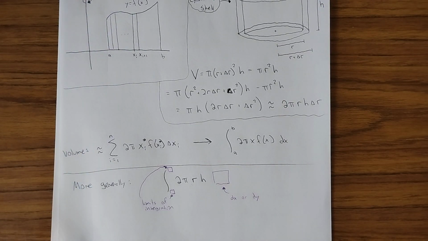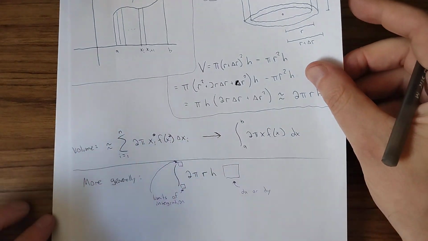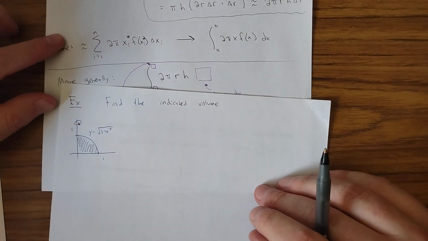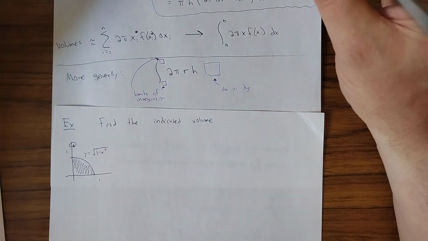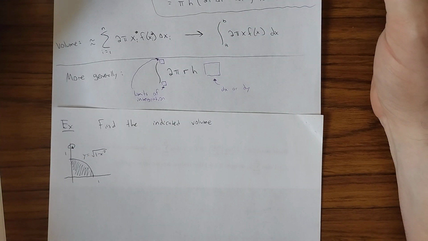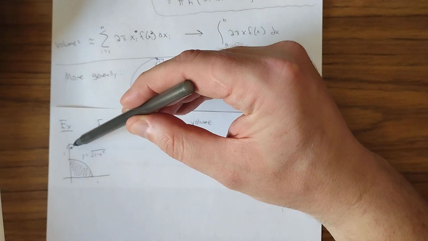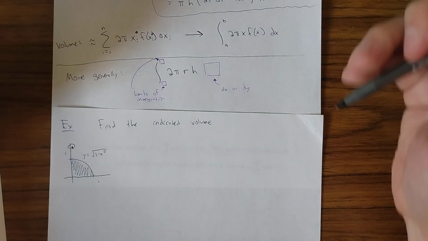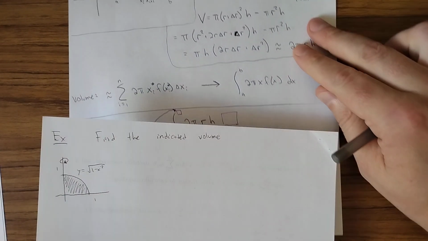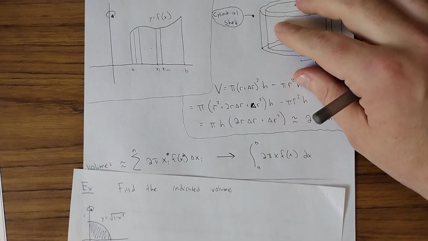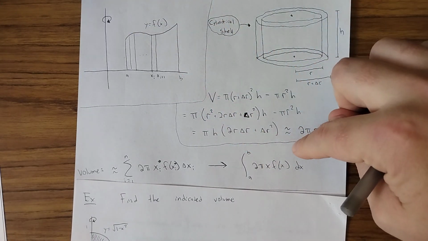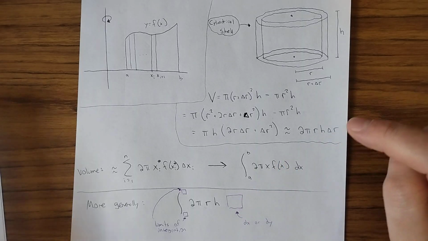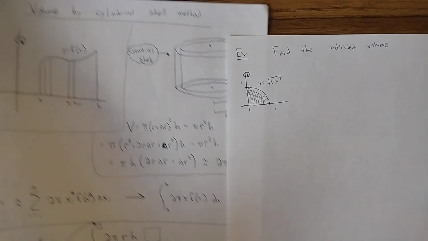Okay, so let's do something with that. Let's find the volume of this shape. It's getting revolved around the y-axis, and this is our function. So this is actually exactly like the first setup that I gave you. We don't really have to look at the more general formula that I gave you more recently.